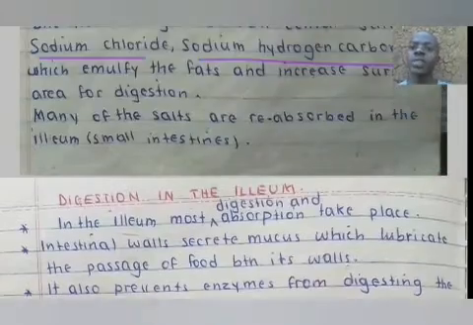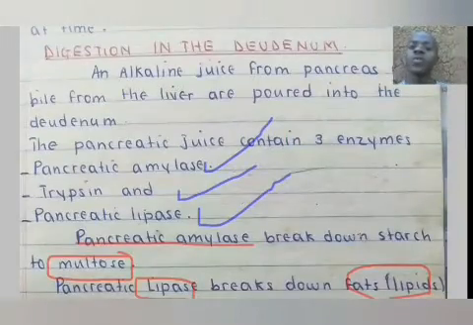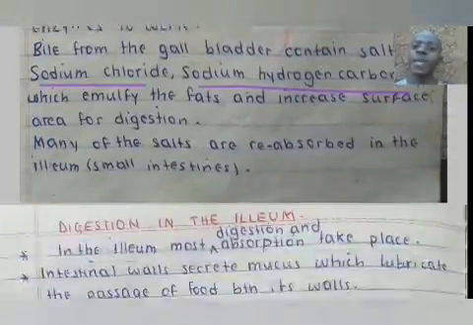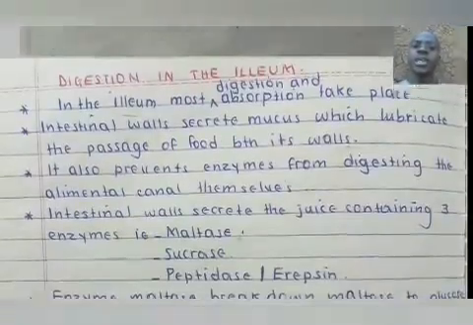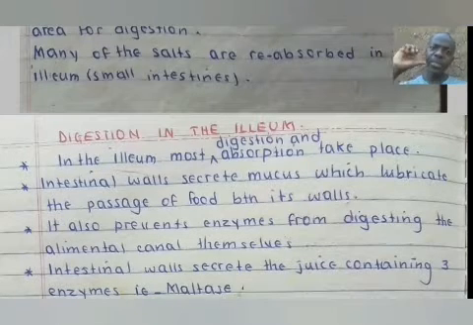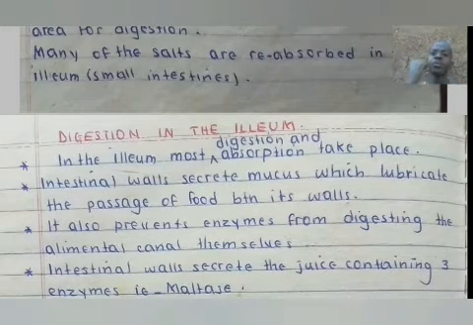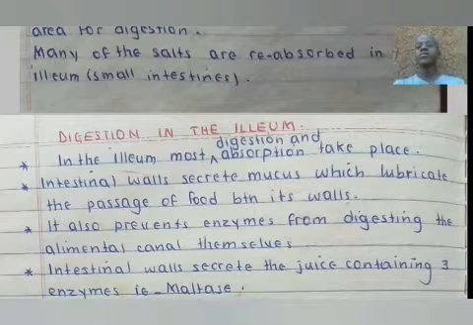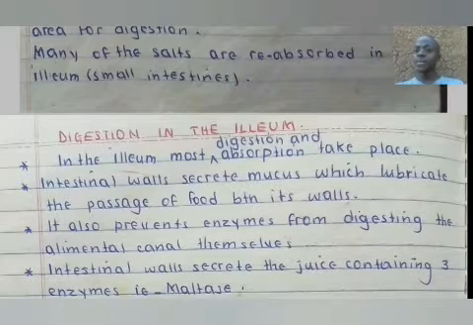So we have so far looked at digestion in the stomach, and now we have looked at digestion in the duodenum. Now, here we have digestion in the ileum. What happens immediately when food reaches the ileum? Ileum means the small intestines. What happens when food reaches the ileum? In the ileum, most digestion and absorption take place.